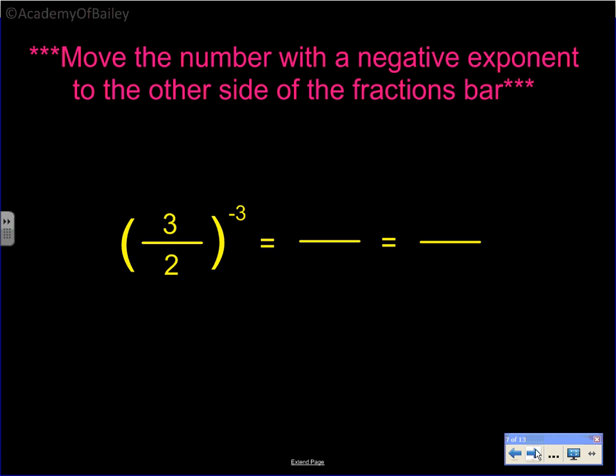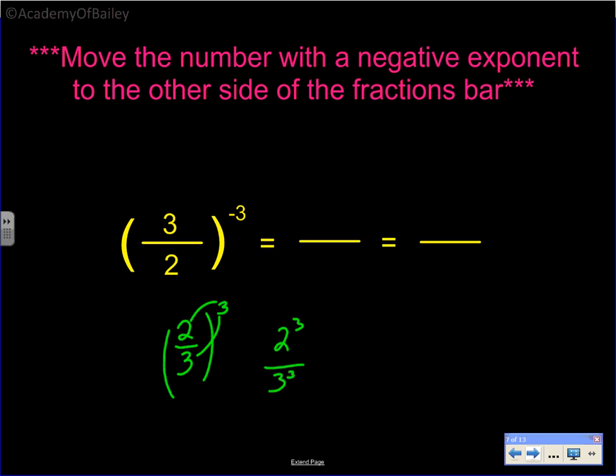Let's look here. A couple different ways to think about this. If you have 3 over 2 raised to the negative third power, you see the negative exponent? Well, it makes the reciprocal. What's the reciprocal of 3 over 2? The reciprocal is 2/3. Now, once you change it to the reciprocal, the exponent becomes positive. And then from here, the 3 goes with both of those numbers. 2 cubed, 3 cubed. You should be able to work that out.